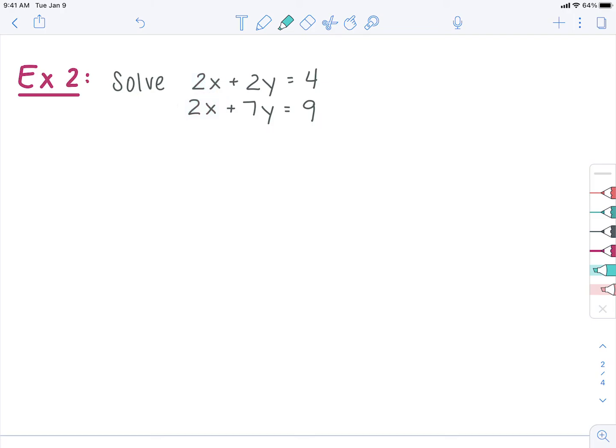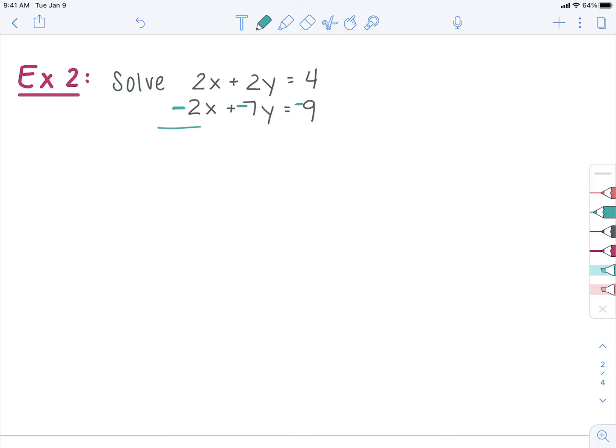So in order for me to do this, I need to make them opposite. So I'm going to change the sign to a negative. But when I do that, I have to change the sign of every single term in that equation. So the 2x becomes negative, the 7y becomes negative, and the 9 becomes negative. So I have to make sure when I do that that I put a negative in front of everything. It's also like saying I was subtracting the equations instead of adding them.